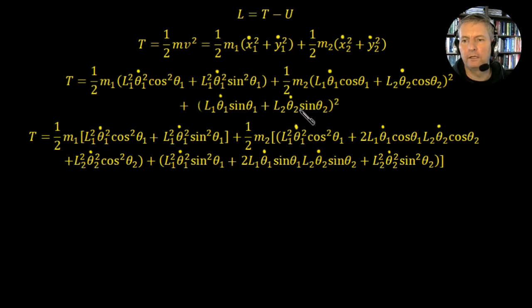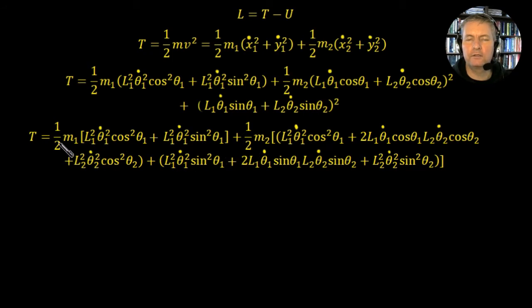We're going to have 2 times the multiple, so we're going to have 2 L1 theta 1 dot sine theta 1, L2 theta 2 dot sine theta 2, and finally we're going to have the square of the last term, which is going to be L2 squared theta 2 dot squared sine squared theta 2. So we've just multiplied those out.